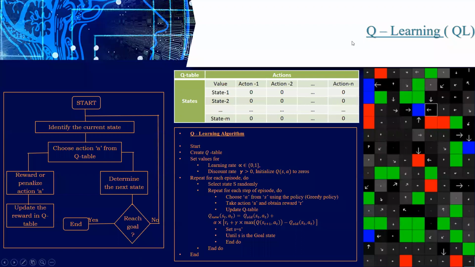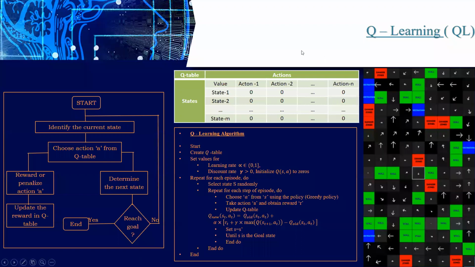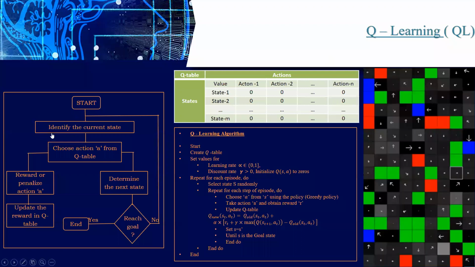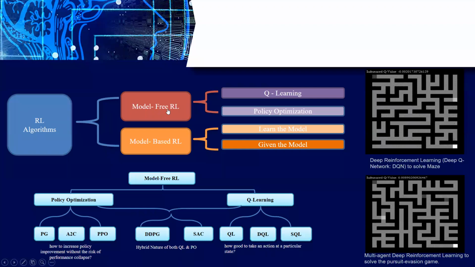So this is Q learning, right? This is one of the algorithms. Like this, we have different algorithms. When we are talking about reinforcement learning algorithms, we can broadly classify them into two categories: model-free reinforcement and model-based reinforcement. What is model-free reinforcement?